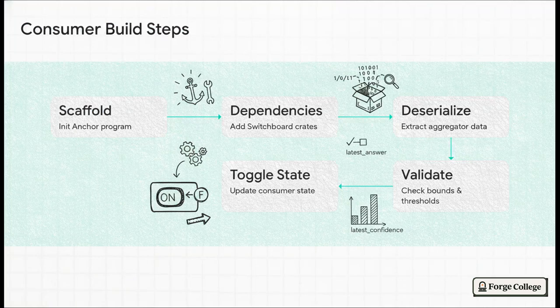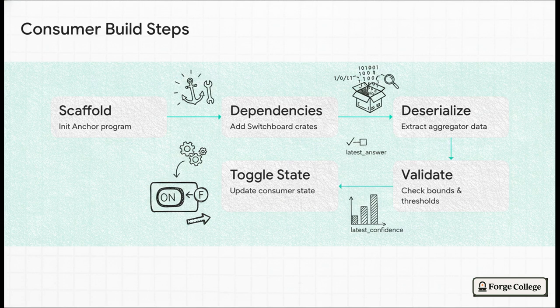So here is the mechanical, step-by-step process of building the consumer module instruction handler. First, you scaffold the anchor program using the CLI. Pretty standard. Second, you add your Switchboard-related dependencies and feature flags to your cargo.toml file.